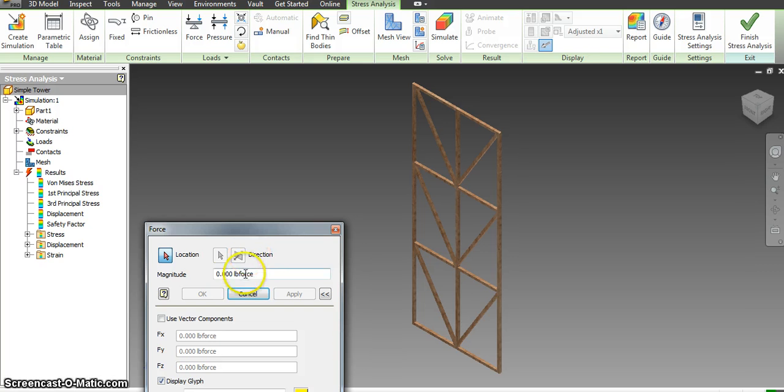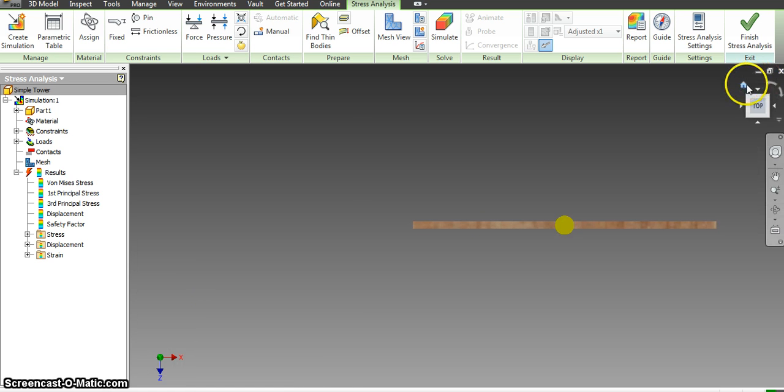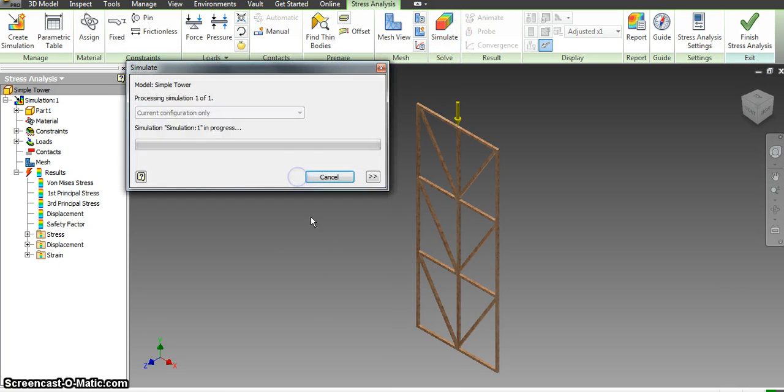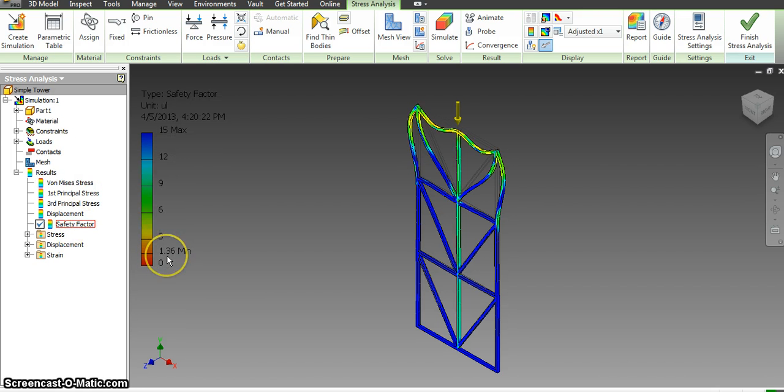So force. I do want that 33.33. And I want to make sure I got the right thing, so I want to make sure that it's a face. And this shows up as faces. Okay. Let's simulate this again and run. And we're waiting. And we're double clicking on safety factor. Interesting. I got the same minimum safety factor whether I did a load in the middle or a pressure in the middle.